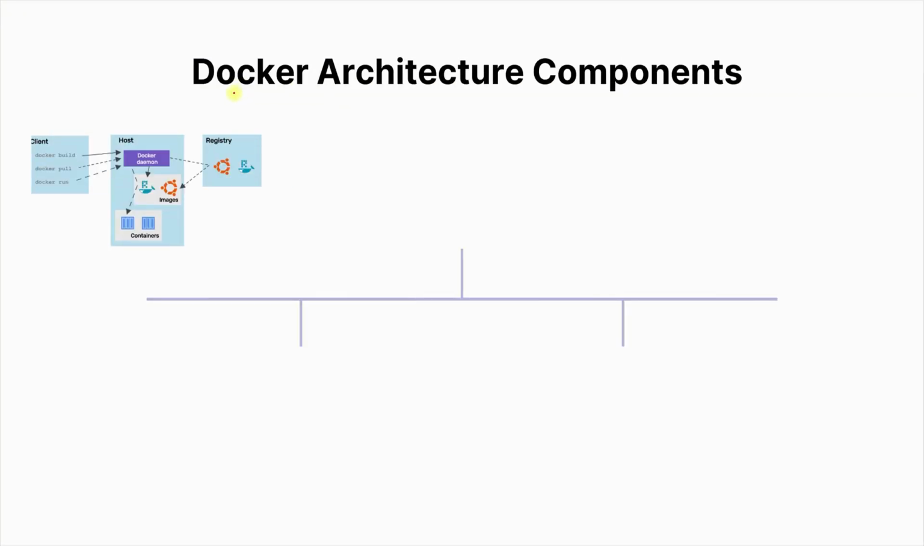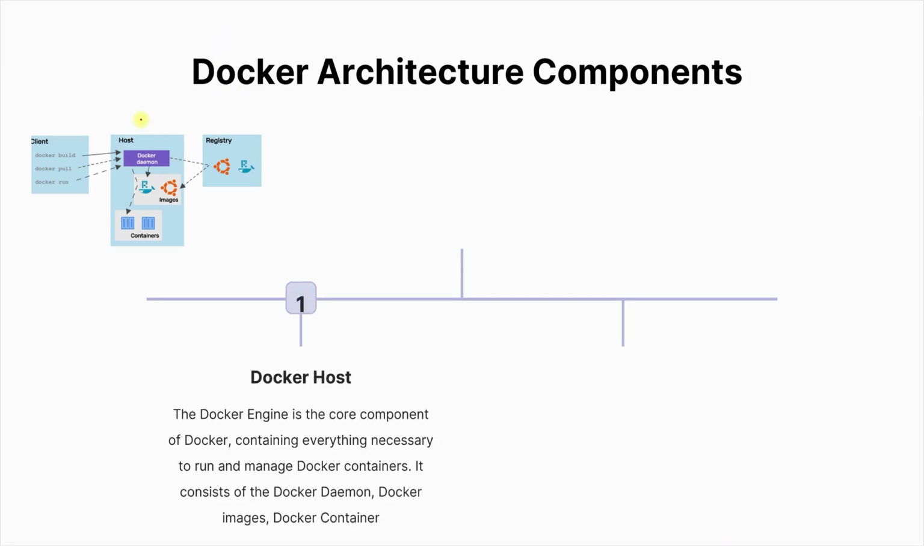Now it's the time to understand Docker architecture components and its workflow. So how Docker works, we will see in here. First thing we need to understand is what are the core components Docker has. Normally we have three core components. First component is the Docker host that you can see here. What does it consist of and what exactly is it? It's a core component of Docker which contains everything which is necessary to run and manage Docker containers.